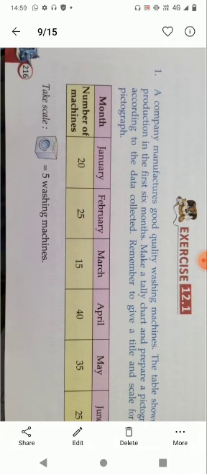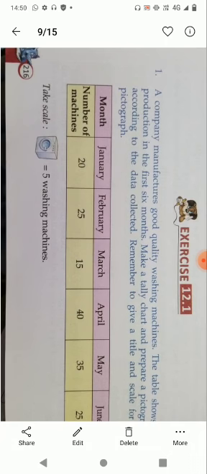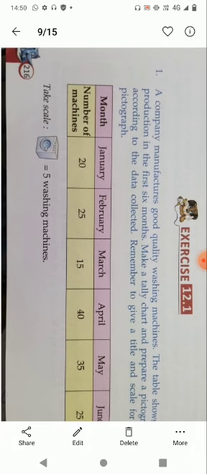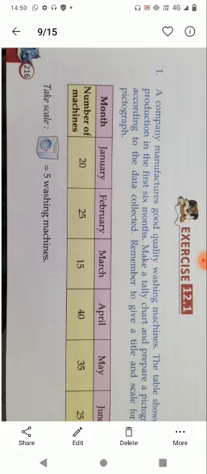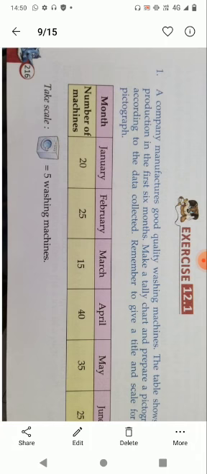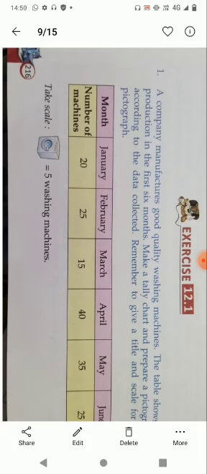So here the months are given and the number of machines in each month is also given. In the month of January, 20 machines are manufactured. In February 25, March 15, April 40, May 35 and June 25. So let's start the answer by representing this information in tally chart form.